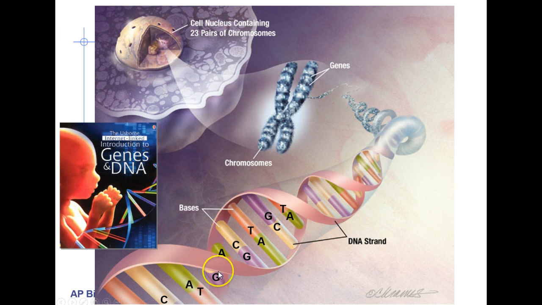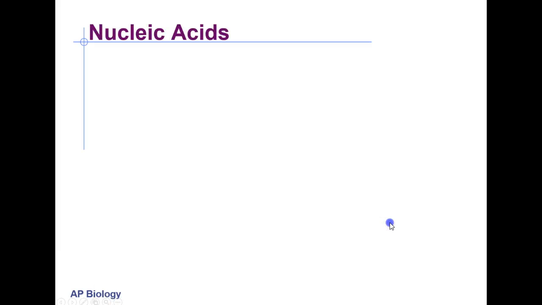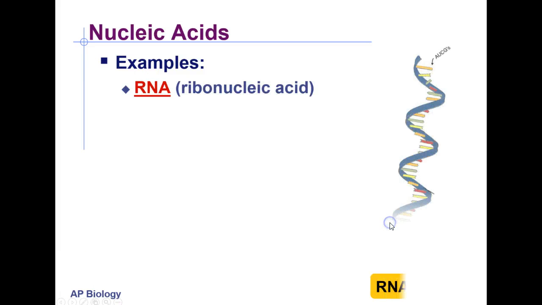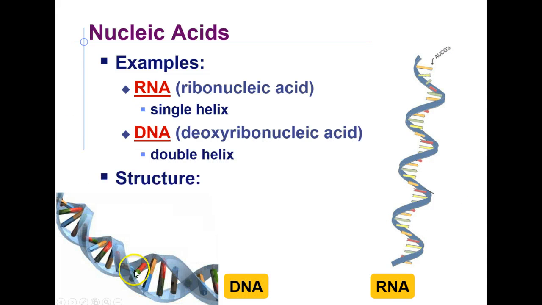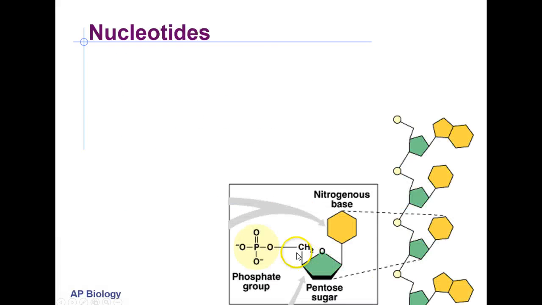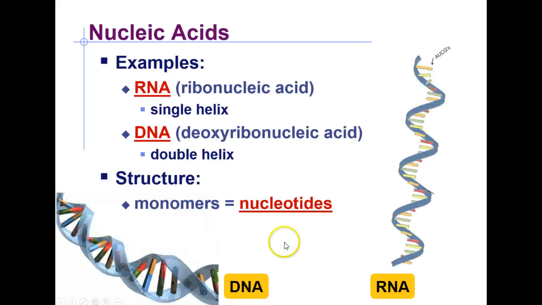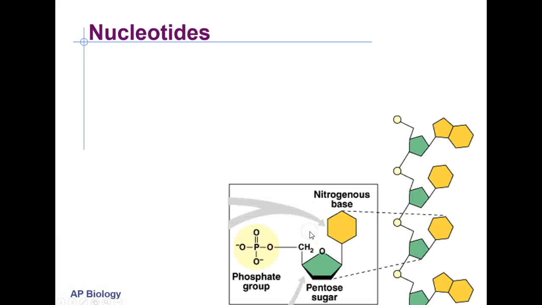DNA built, broken down, looks like this. Get into that a little bit. RNA is a single-stranded nucleic acid, said to have a single helix. DNA is double-stranded, so said to have a double helix. They are both built from monomers, just like proteins and carbohydrates are. The monomers that build them are called nucleotides.